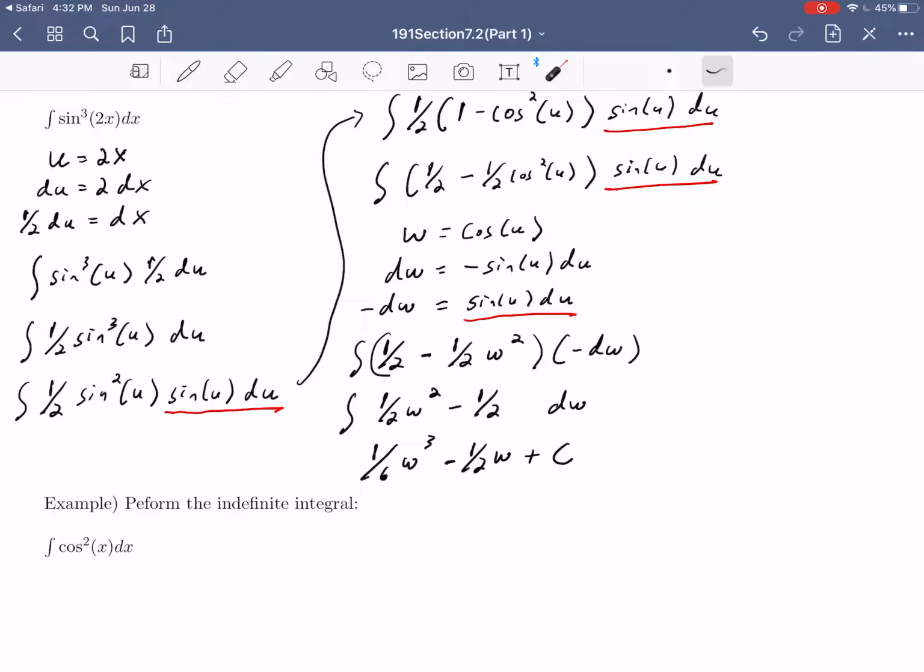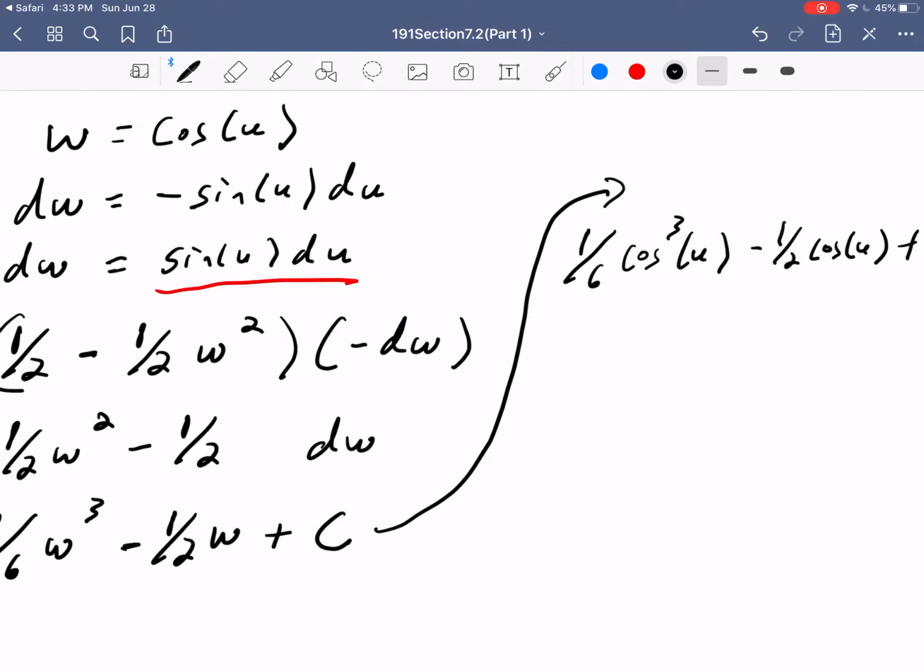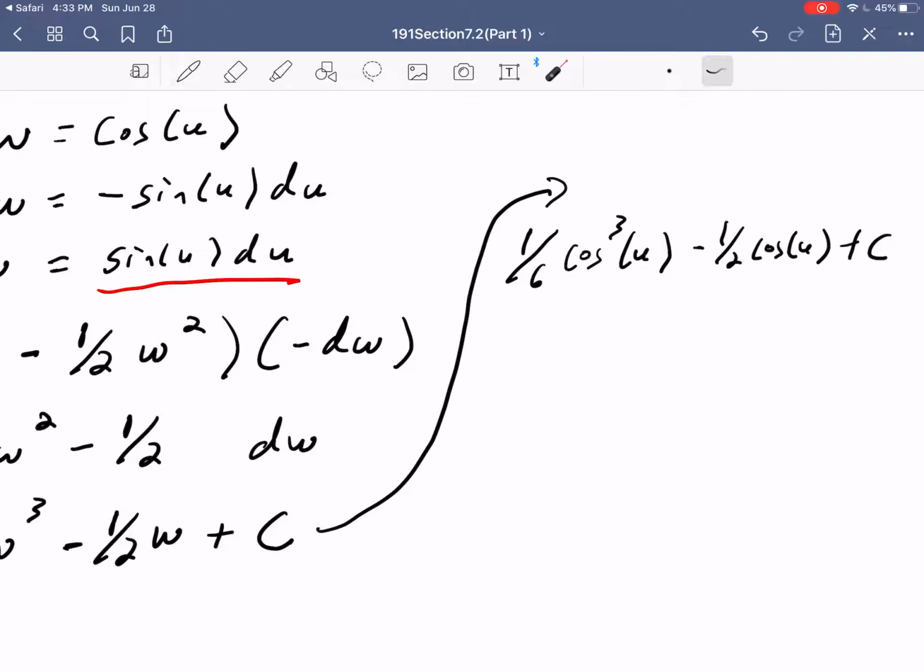We've got to actually undo 2 substitutions here. So let's go ahead and unpack that right there. Unpacking the w being cosine u means that we actually have 1/6 cosine cubed of u minus 1/2 cosine u plus c. So there we go.